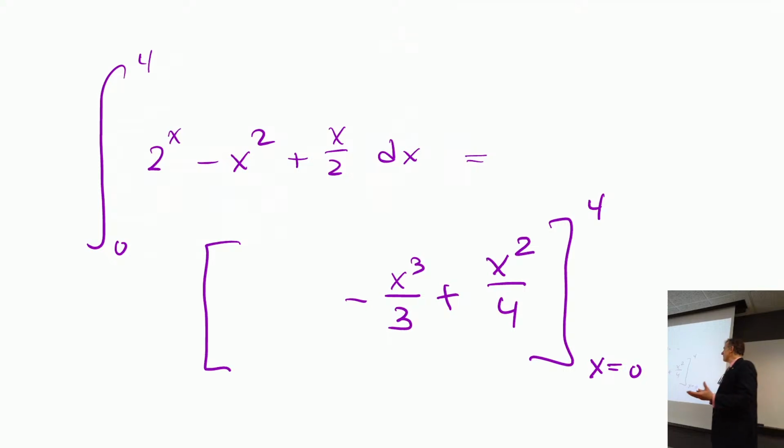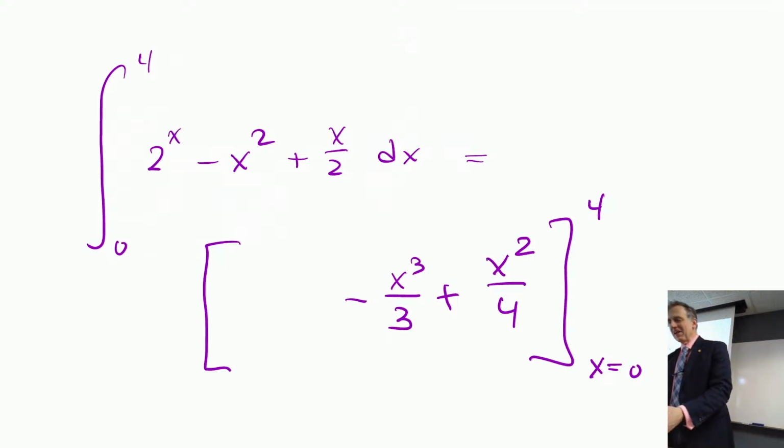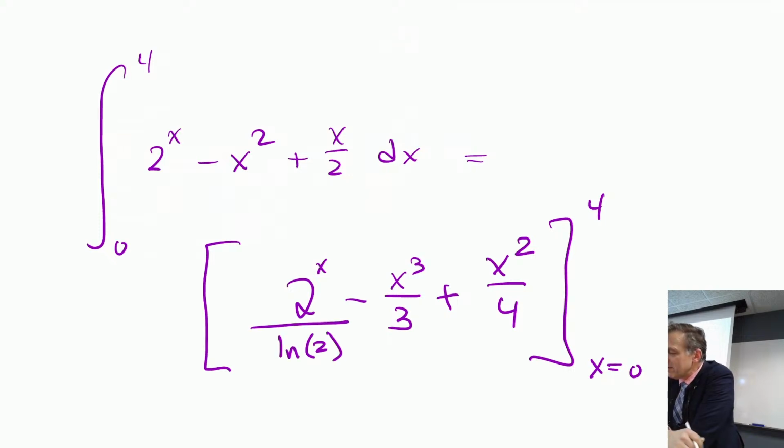It's one of our favorite integrals, right? e to the x is its own antiderivative. Same thing with its own derivative. So 2 to the x is almost the same. It's very similar. The only difference is that instead of having just 2 to the x, you have 2 to the x over the natural log of 2. You knew that there was going to be some trick like that.